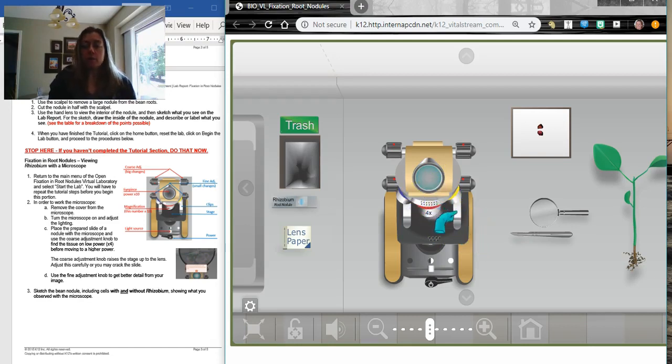So what you have to do is start at the lowest, and then you have to use these two knobs here to adjust. What you need to understand, and it says here, the coarse adjustment knob raises the stage to the lens. So this is the stage, this black thing here, and you can move it around like so. These are the clips that hold the slide on. You don't need to do anything with those. But you may have to know how to move this stage around to find your specimen. These two knobs, this one here is the coarse adjustment knob.